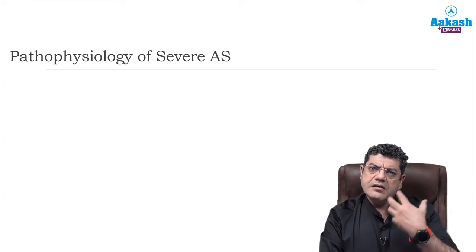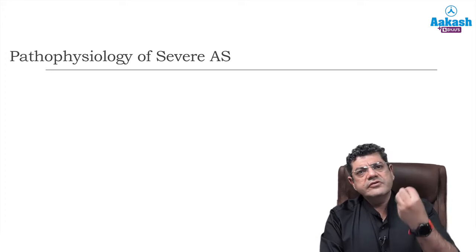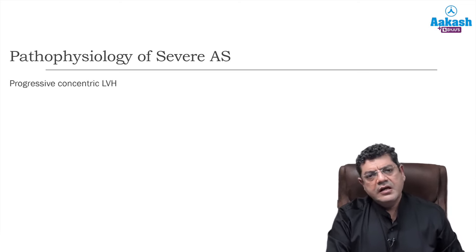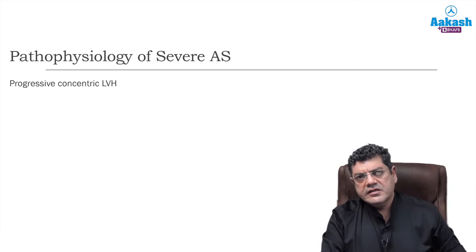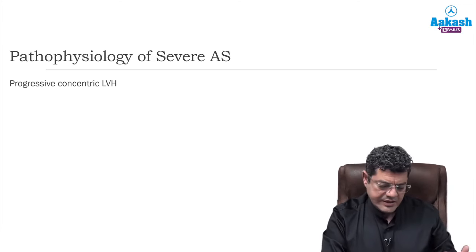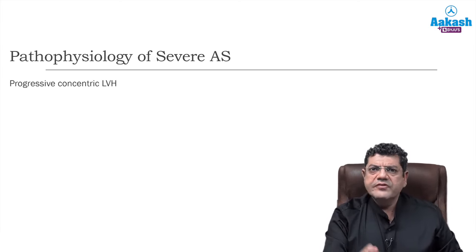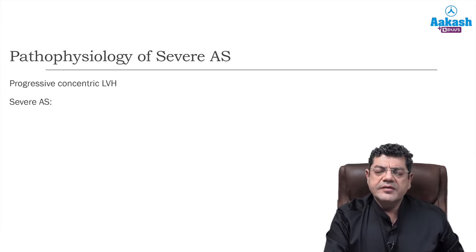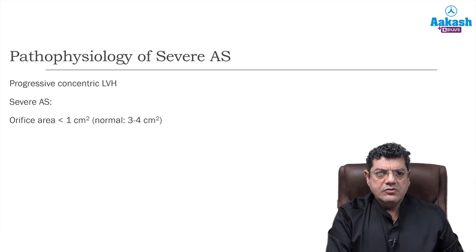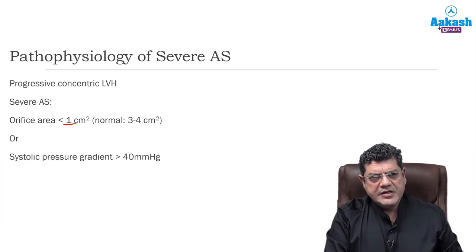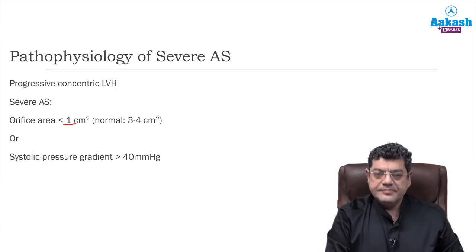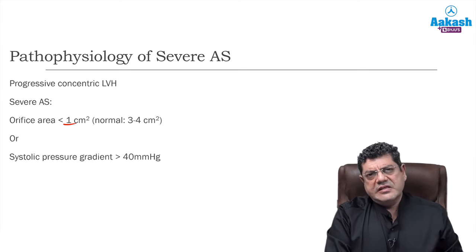How does the heart compensate for severe aortic stenosis? If there is obstruction to outflow, the left ventricle must undergo hypertrophy. So a progressive concentric left ventricular hypertrophy occurs, and it's necessary because the orifice has become less than 1/3 of its original. Normally, it's about 3 to 4 centimeters square, and severe AS is an orifice area of less than 1 centimeter square, or a systolic pressure gradient of more than 40 between the aorta and the left ventricle. Right? Now, what are the consequences of this?